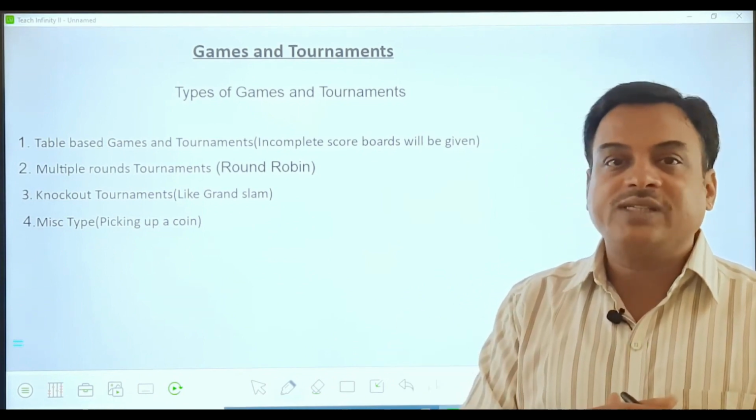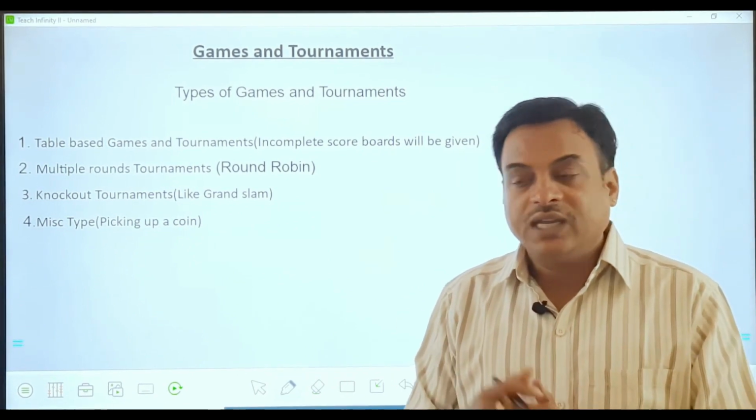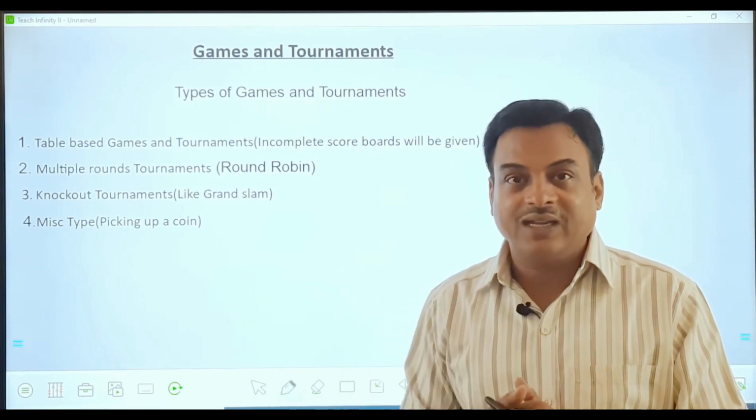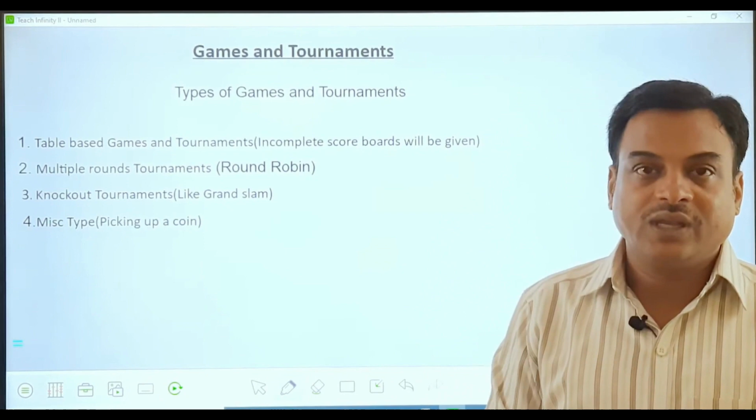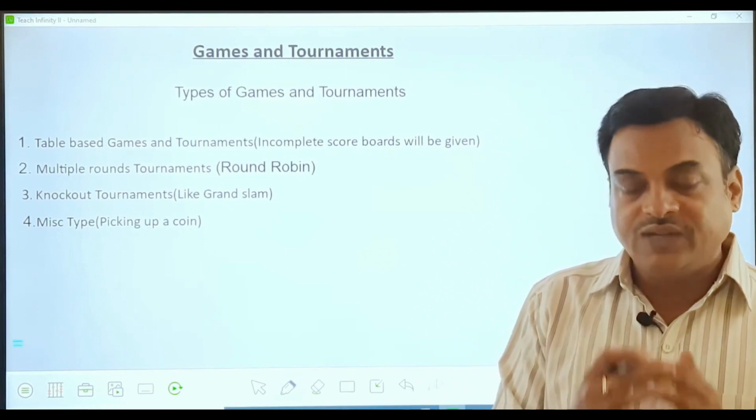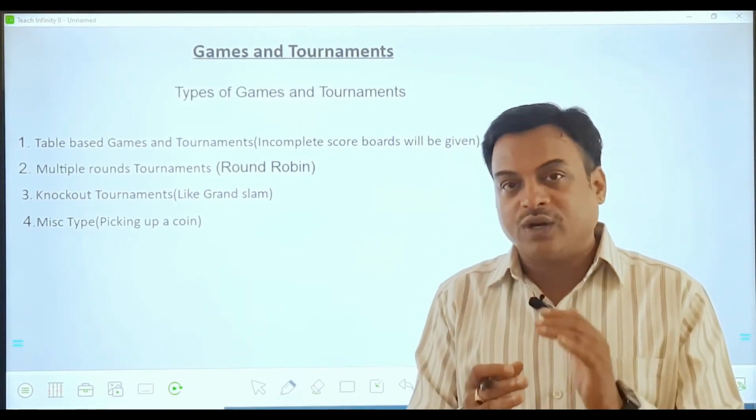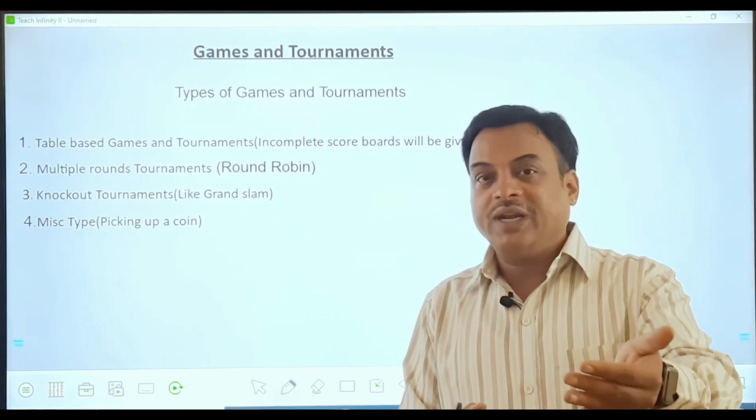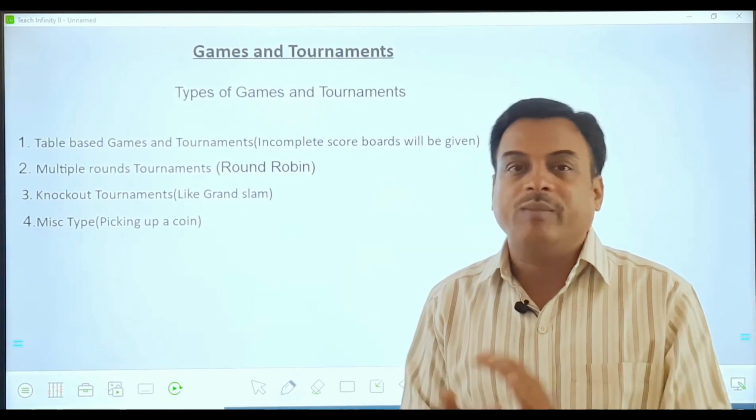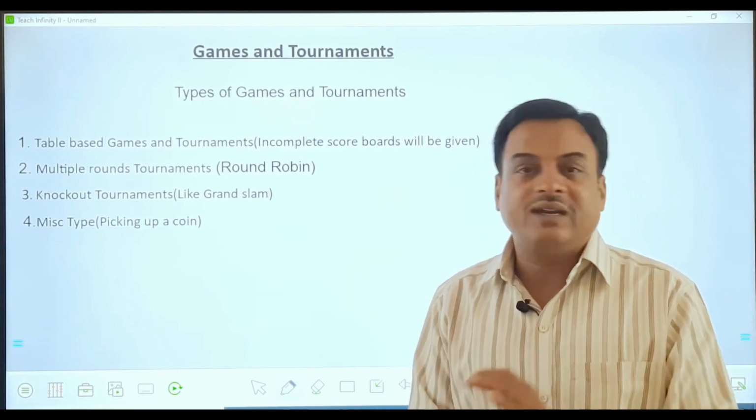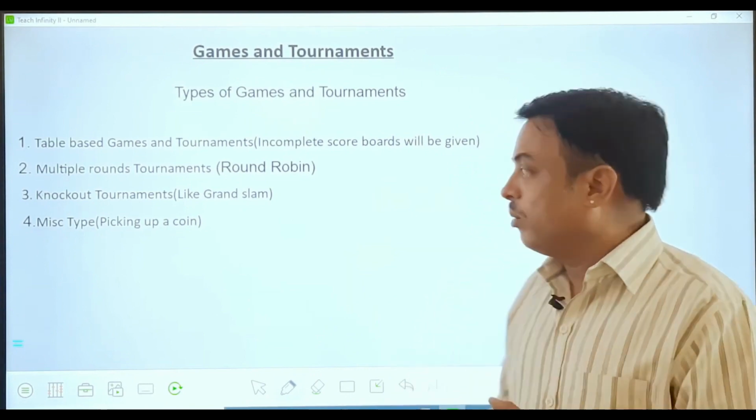Your opponent also has a fair chance of picking up the coins. You need to pick up the coins till the end, and whoever picks up the last coin will be the loser of the game. So you need to manage in such a way that the opponent is left with only one coin, so that he loses the match and you win the match. So that will be a very interesting kind of topic here.